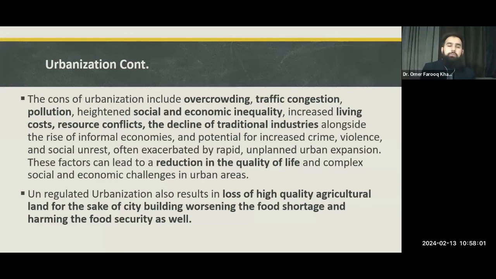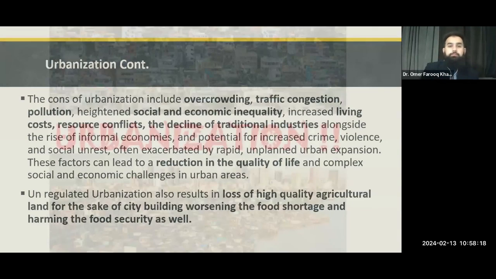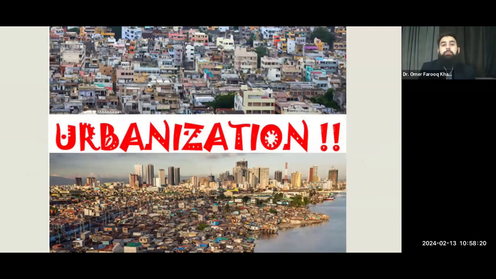or illegal housing projects. So if there are no laws, and if there are very lax laws, the agricultural land gets destroyed for the sake of city building, worsening the food shortage already present in such countries and harming the food security of such countries as well. So this picture depicts uncontrolled urbanization. If you look at the above picture, it is a haphazard growth of a city with no proper streets, with no proper roads, with no proper planning.